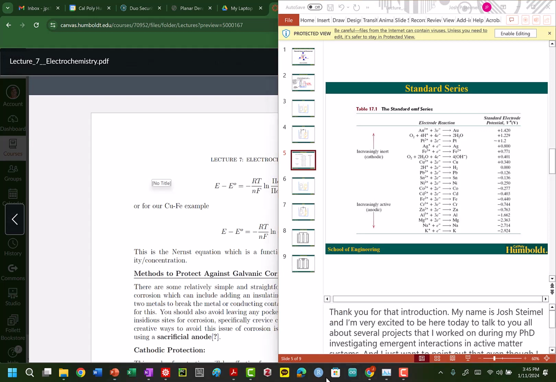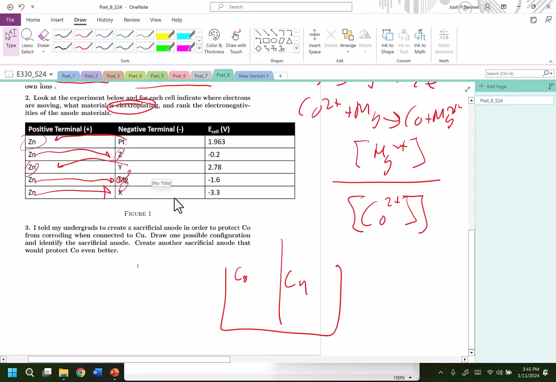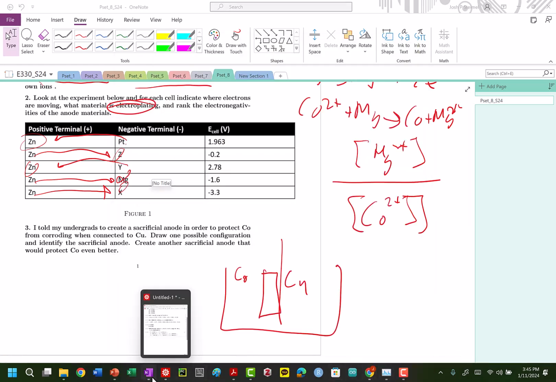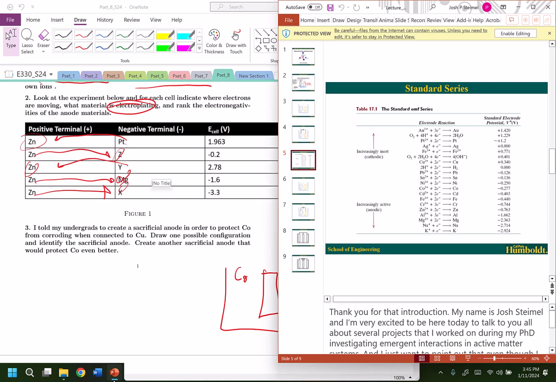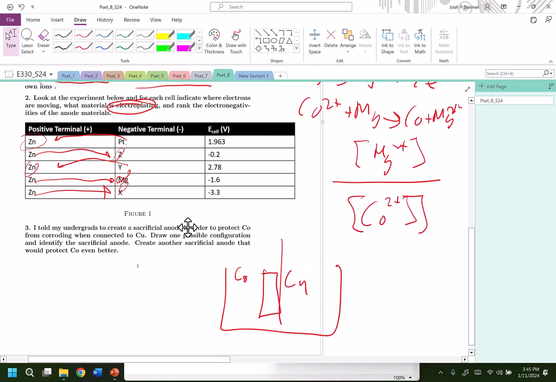Draw one composite configuration, identify the sacrificial anode, create another sacrificial anode to protect CO even better. So basically, we need to put some material in here that will work. To protect CO, we can pick any material that has an electronegativity less than cobalt. So let's go back to it. We could pick any material below CO here. And so we can pick CD, Fe, Cr. The best, basically the one that's the least on this table, would be potassium, K. So there we go.